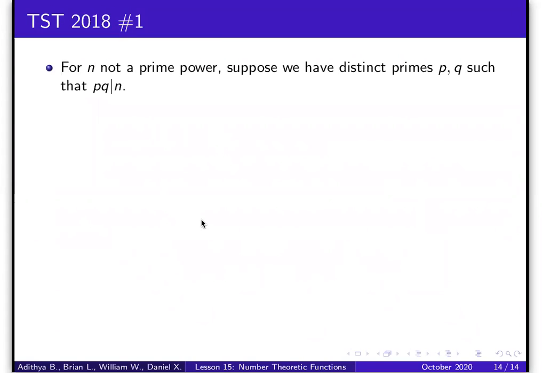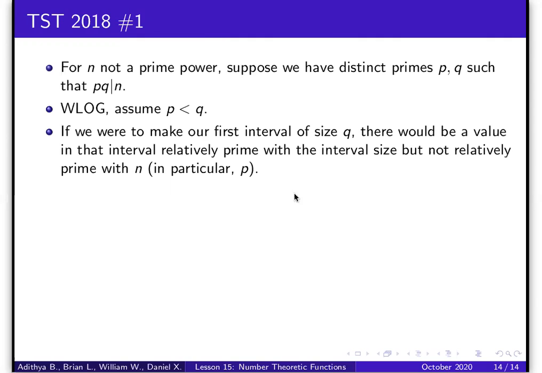So now suppose that n is not a prime power. Then suppose we have distinct primes p and q such that pq divides n. And let's assume that p is less than q. So recall that when we made our inequalities, we split it into intervals: the first interval has size d1, the second interval has d2. We never defined the order of the d's. So let's just suppose that the first interval has size q. So q is equal to d1.